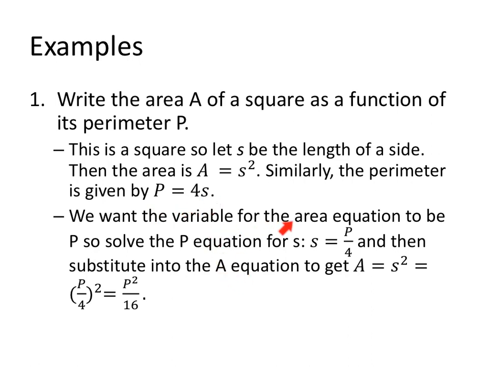I want the variable for the area equation to be P. Well, P is related to S, S is related to A, so I'm going to solve the P equation for S. I'm going to divide both sides by 4. S equals P over 4. And then I'm going to substitute this into my area equation. Instead of area equals S squared, area equals P over 4 all squared, which is P squared over 16.